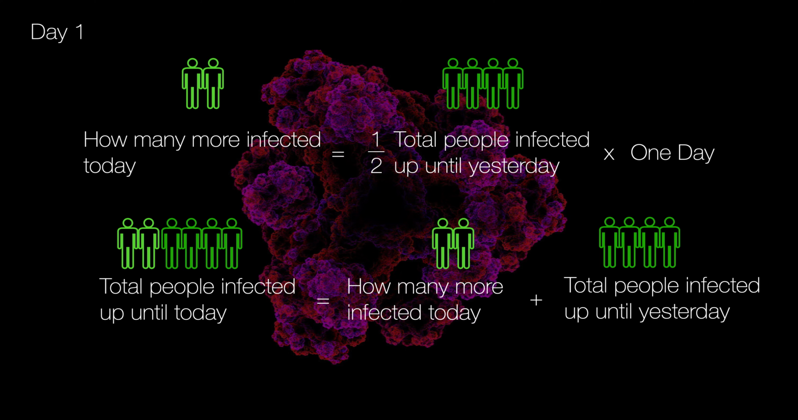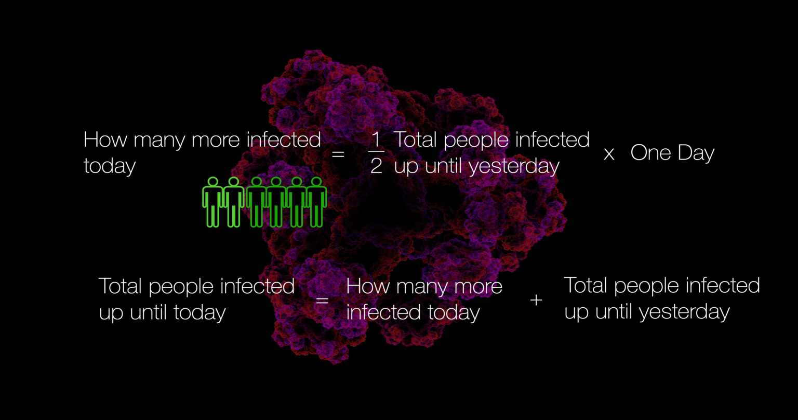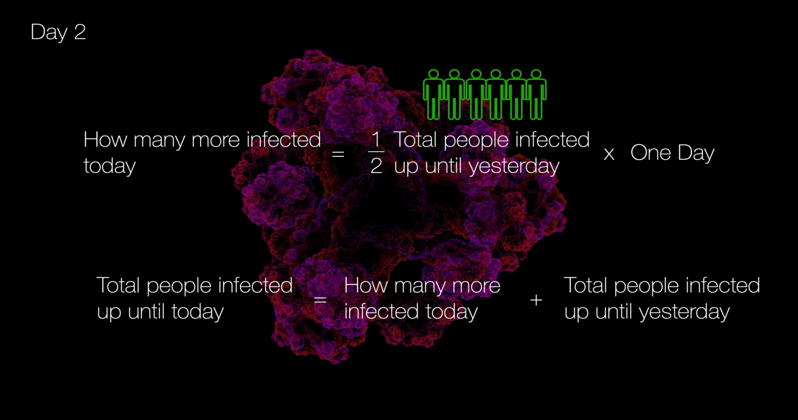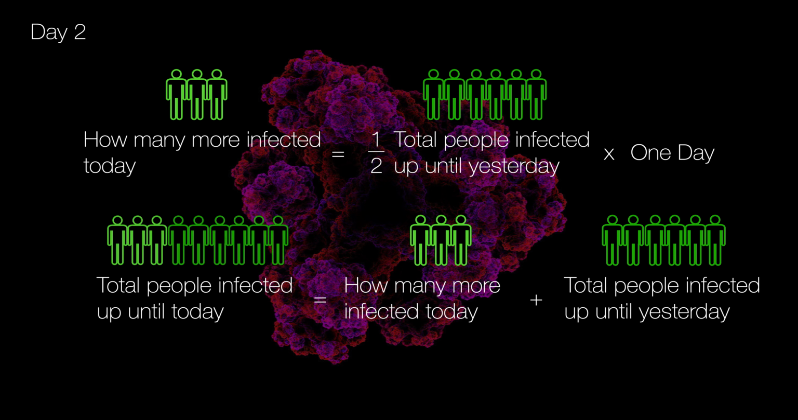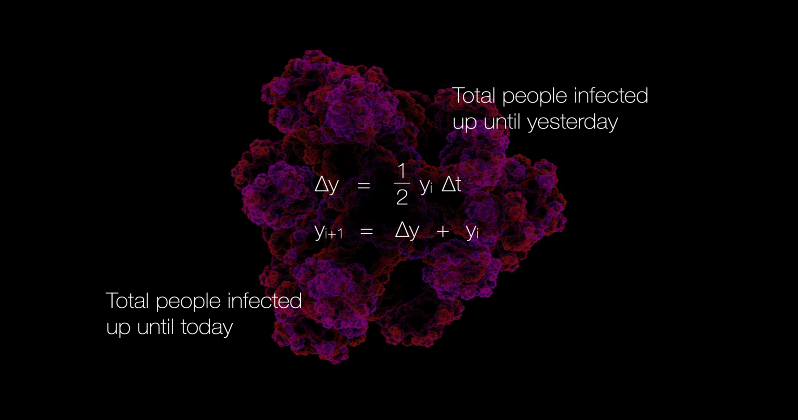And let's move on into the future for day 2. Just to repeat what happens on day 2. 3 more people got infected, and in total we have 9 people infected at the end of the second day. In fact, let's compact this even more. We're going to rewrite everything with variables. y_{i+1} is just the total of people infected at the end of the day, and y_i is the total for the previous day.